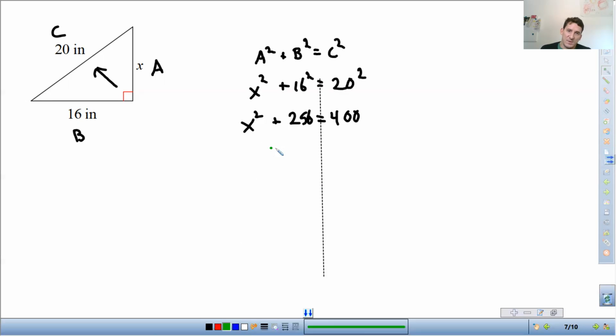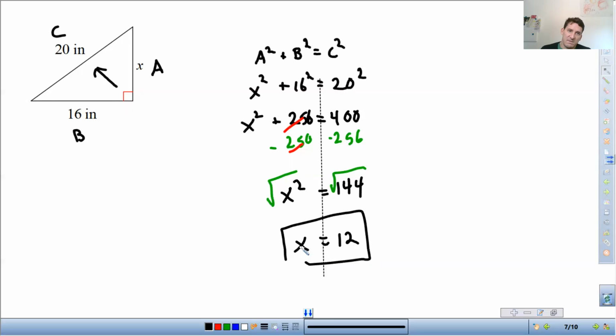Solve for x, I'm going to subtract 256 from both sides. I get x squared is equal to 400 minus 256, which is 144. Square root both sides. I get x is equal to 12. So the side is 12. Cool.